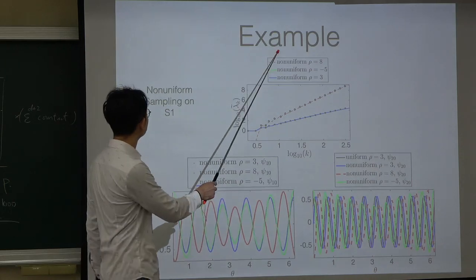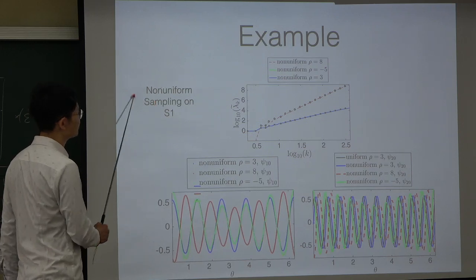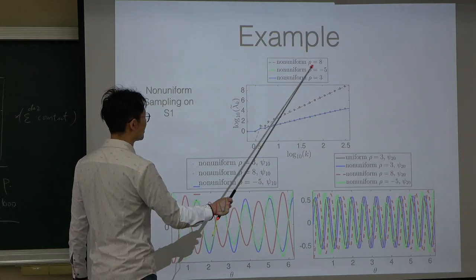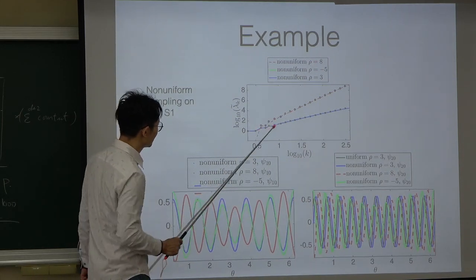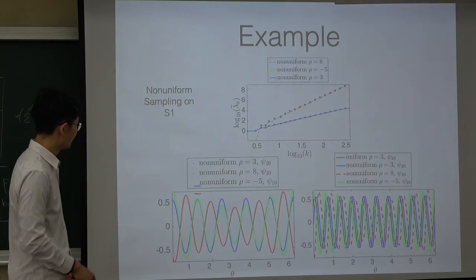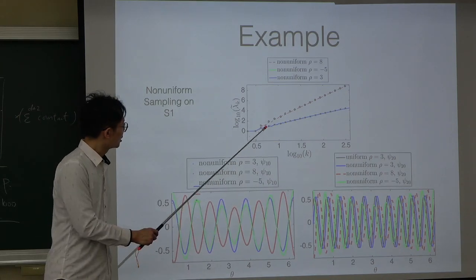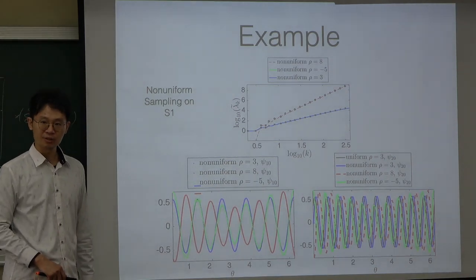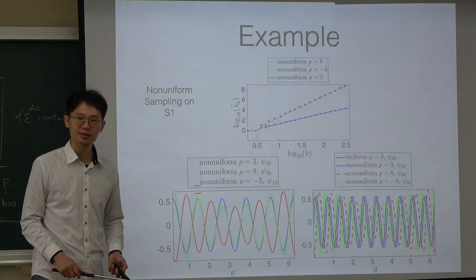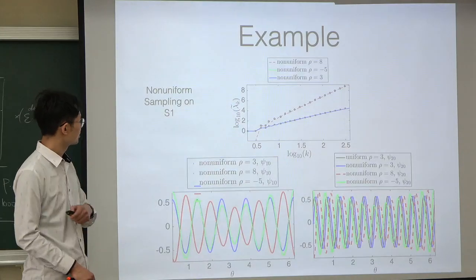And this is an example, which you can see in more detail in the paper. Suppose you have non-uniform sampling on S1, and you choose rho is 3, rho is minus 5, and rho is 8. Then you actually get quite different behavior of eigenvalues and so on, and this is the eigenfunctions behavior. So what it tells you is that the numerics support the theoretical result, at least on this one-dimensional sphere. You can play with more complicated manifolds, and they work quite well. You can go to the paper and see what's going on.